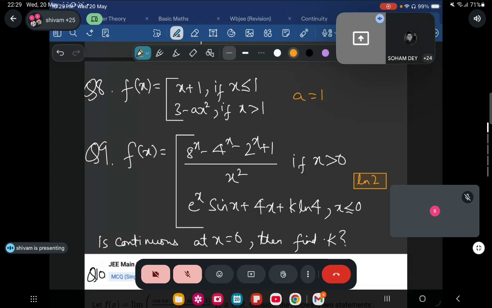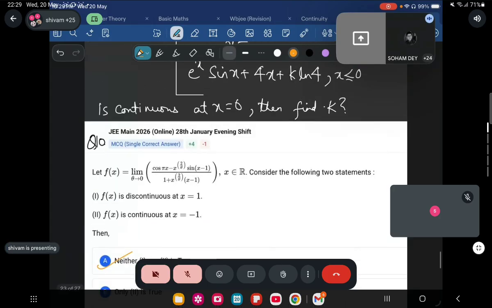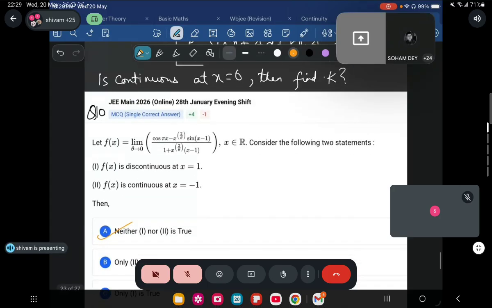Number 9, ln2. Could you solve this one? Number 9. Yes, sir. Okay, first of all, I'm going to solve number 10, then number 9. Okay. So in number 9, f of x is given to us.